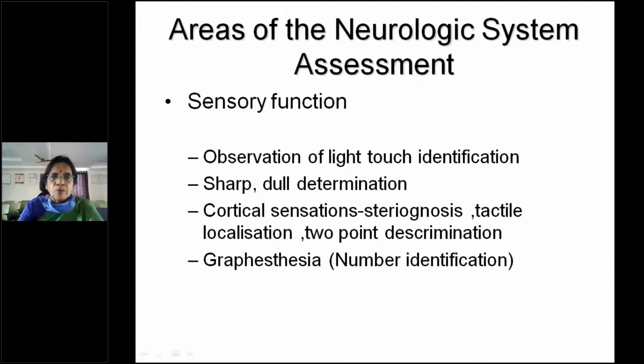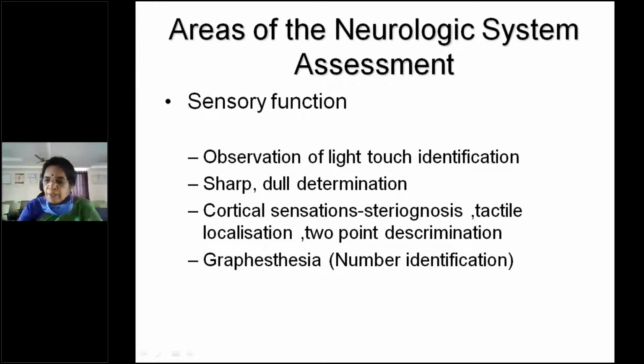Then the sensory function. After the motor system, check for abnormal movements. The common abnormal movements are tremor, chorea, and hemiballismus. Tremor may be an intention tremor, a postural tremor, or a resting tremor. Resting tremor indicates Parkinson's, an extrapyramidal system involvement. The patient can have a resting tremor. There is also action tremor.